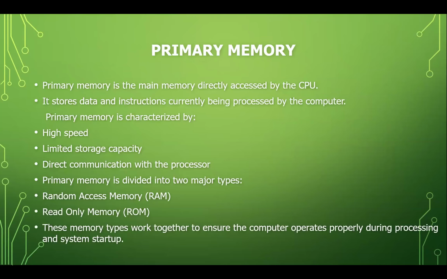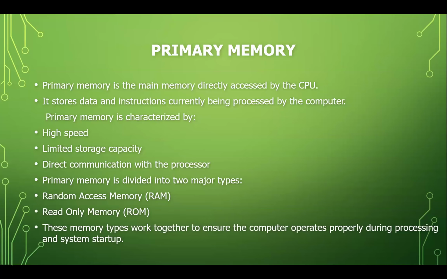Let's start with the primary memory. Primary memory is the main memory directly accessed by the CPU. Let's say when you're actively working on your computer, typing a document or browsing the web, the data resides in the primary memory. It stores data and instructions currently being processed by the computer, and it is characterized by high speed, limited storage capacity, and direct communication with the processor.